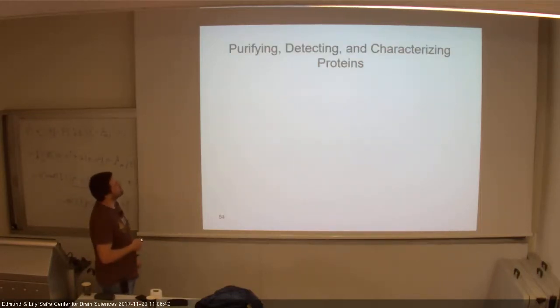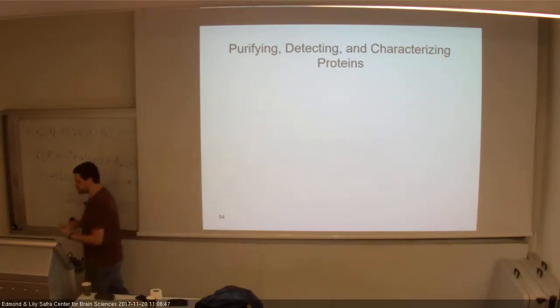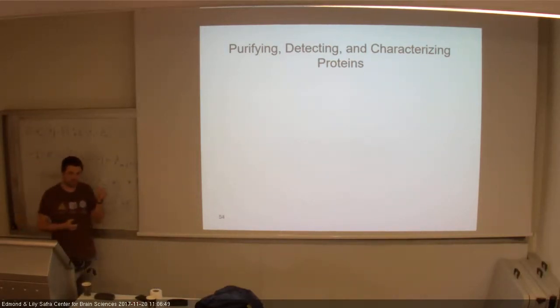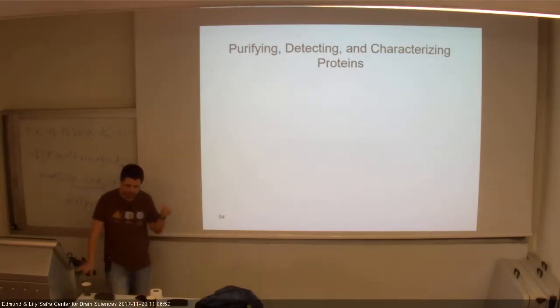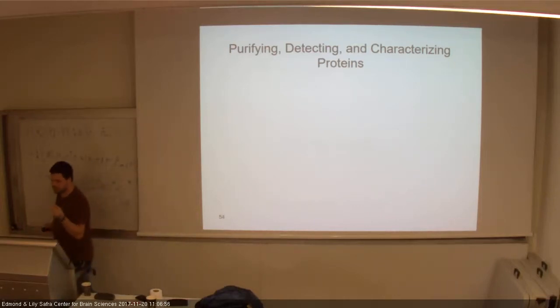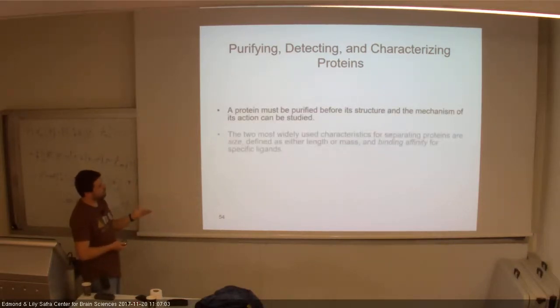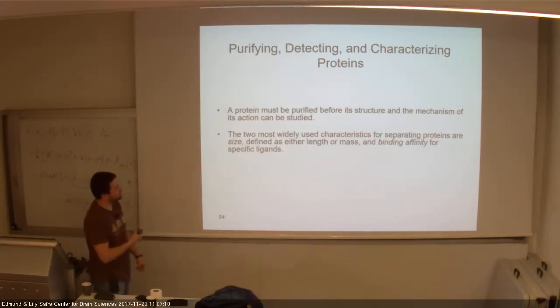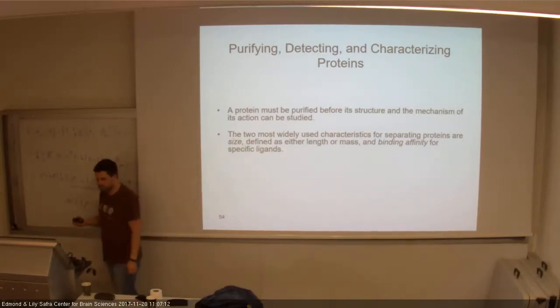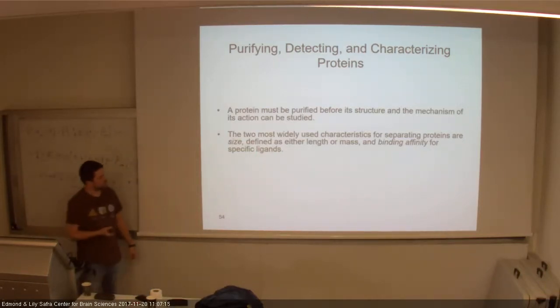Then we finished by talking a little bit about purifying, detecting, and characterizing proteins, like the methods. These are the classical methods. Today we have more advanced methods, but first you need to know what the classical methods are that are still used today in order for us to define or study proteins in general. So the first step is to purify the protein, and you can purify or separate it according to length, mass, binding affinity, or specific ligands that bind to that protein, for example, if it's an enzyme or something like that.